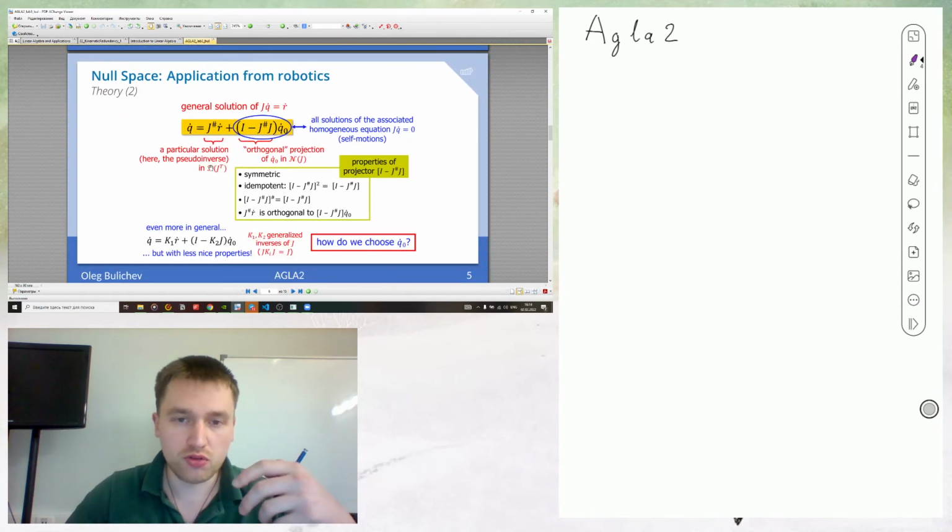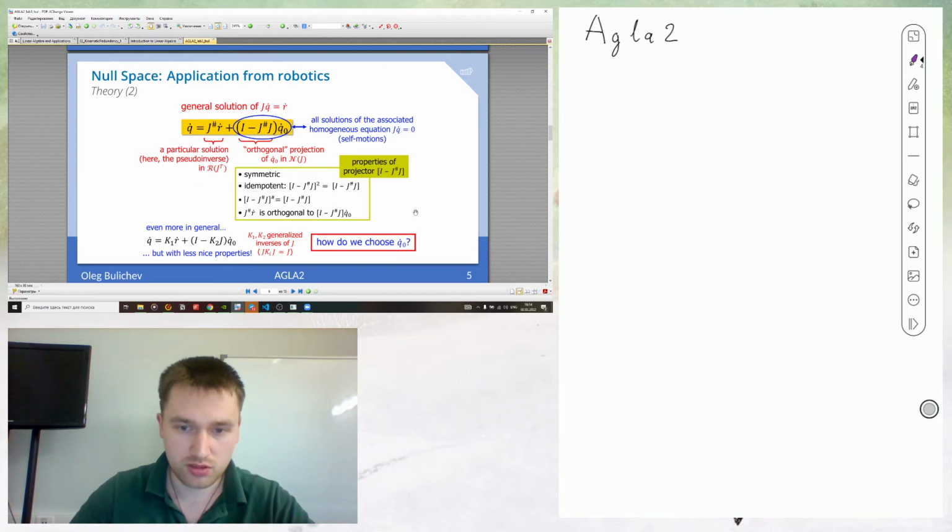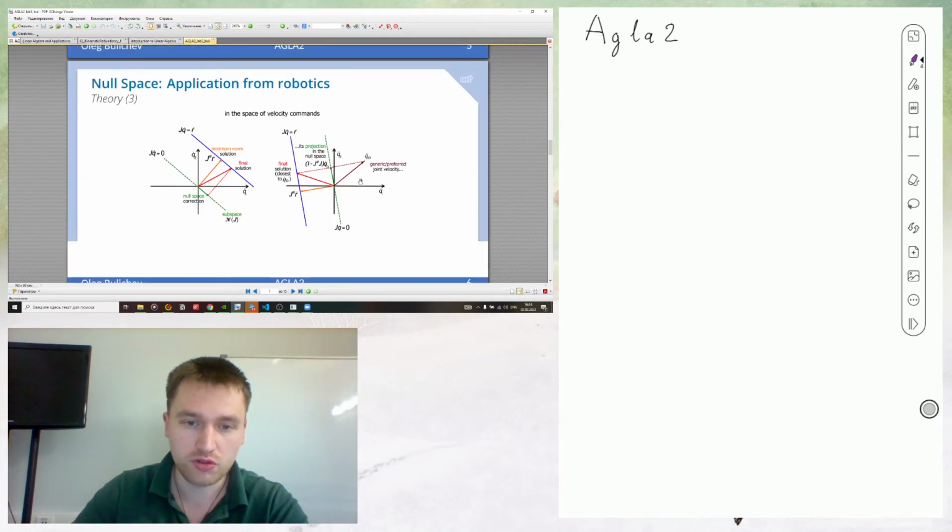As you remember, I told you about full solution plus partial solution. So in this slide, you can see this. We have q dot, its joint position velocity. We have partial solution and null space. Null space appears because it's our solutions when we have Jacobian multiplied by q dot equal to 0. Or in geometrical view, it looks like this.